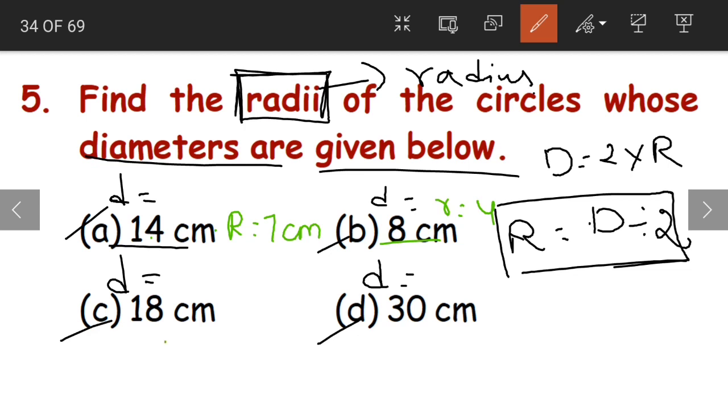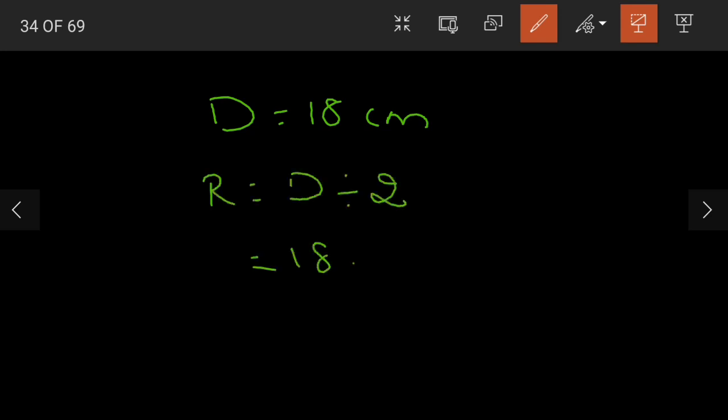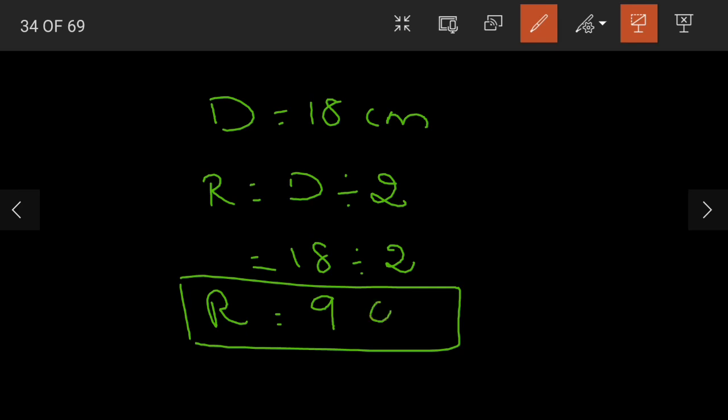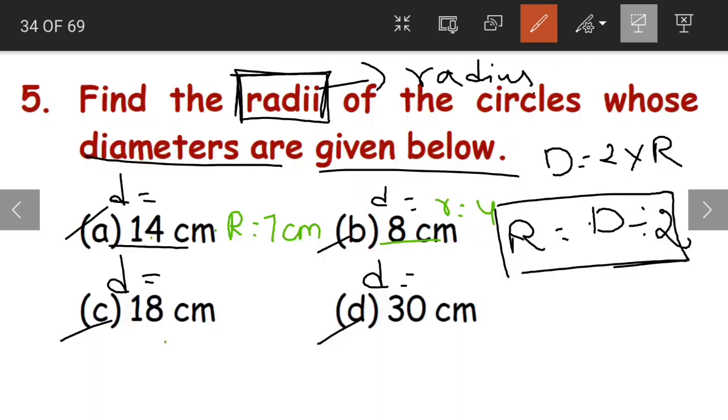Coming to question C, diameter is equal to 18 centimeters. Radius is equal to diameter divided by 2. 18 divided by 2, we have 2 9s are 18. So radius of the given circle becomes 9 centimeters. A circle with diameter 18 centimeters has the radius equal to 9 centimeters.